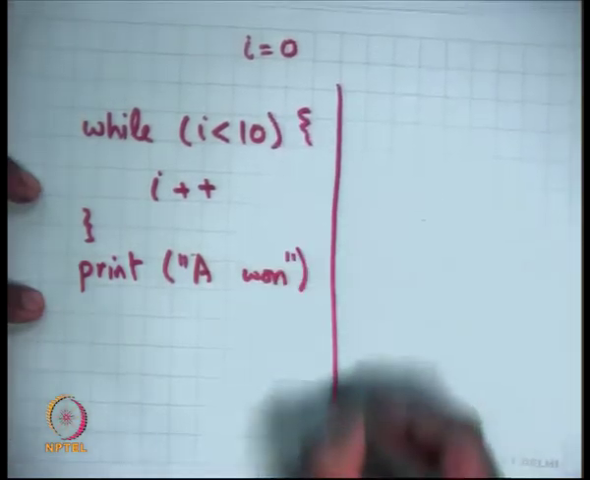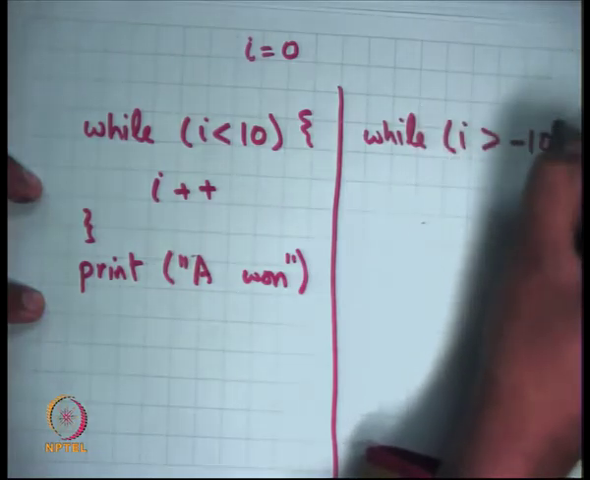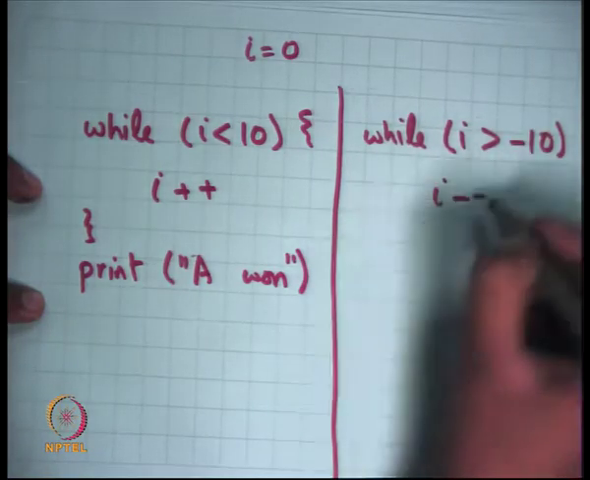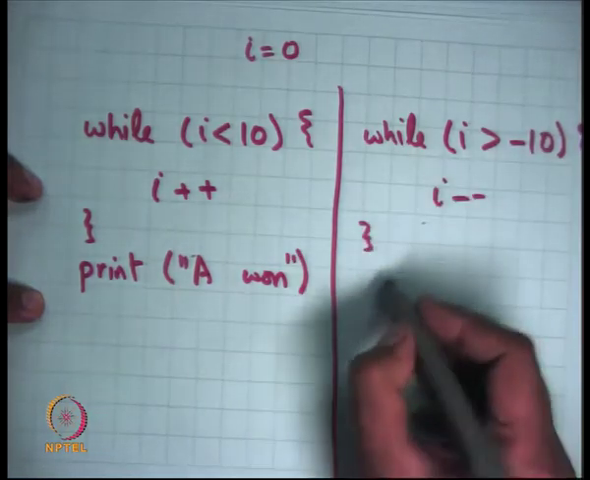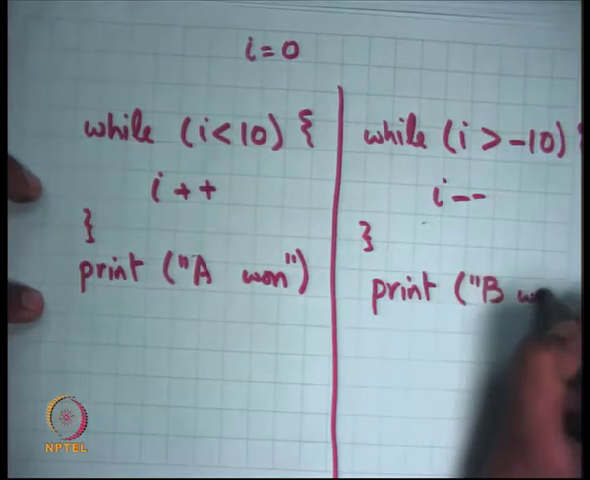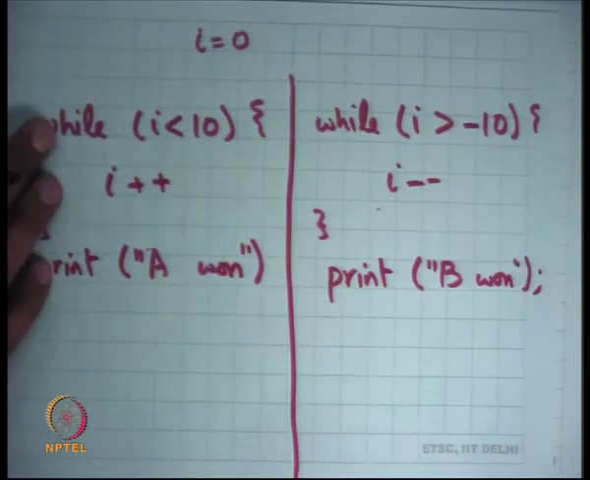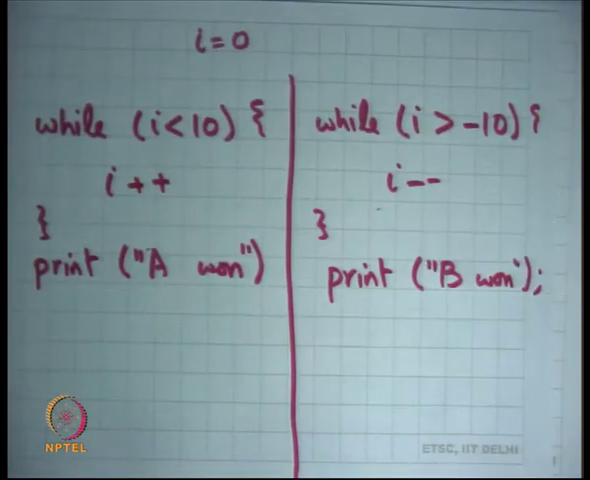And let's say there is another thread which says while I is greater than minus 10, I minus minus, and print B1. So if this is my program and these are 2 threads, one of them is trying to increment I, another thread is trying to decrement I, what will be the final output? Whoever reaches 10 or minus 10 first wins. So he prints happily that I've won, and so what are the possible outputs?